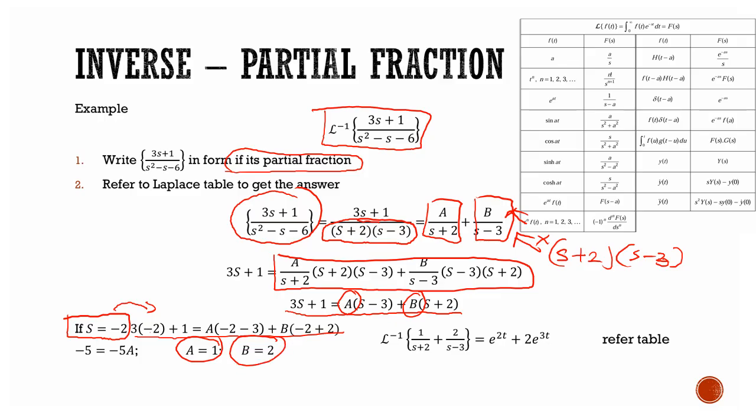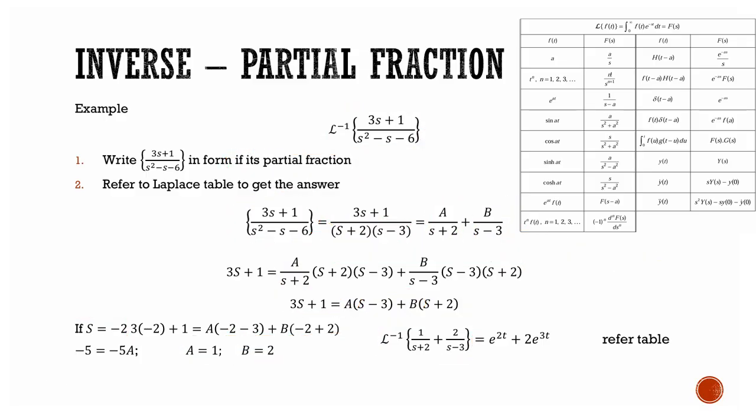Here we get an inverse Laplace equation after substituting these values of A and B into this equation. Hence, we will get the inverse Laplace of 1 divided by (s plus 2) plus 2 divided by (s minus 3).